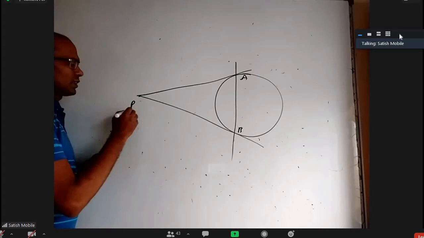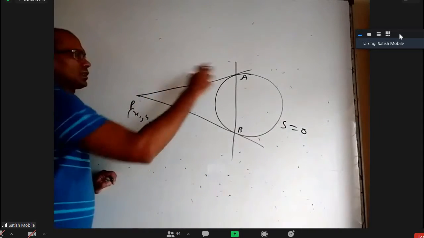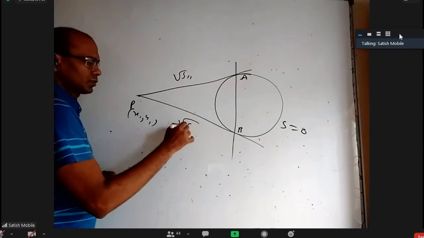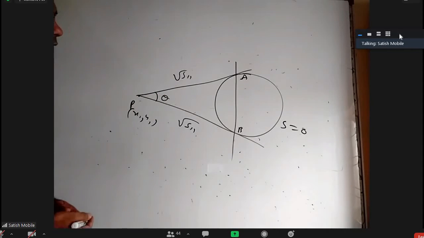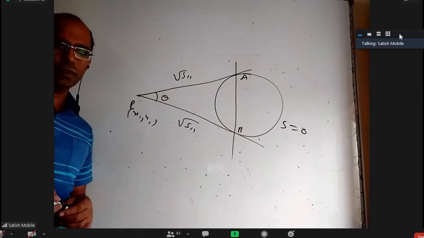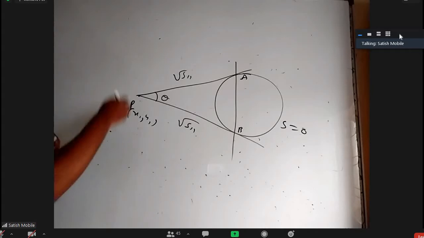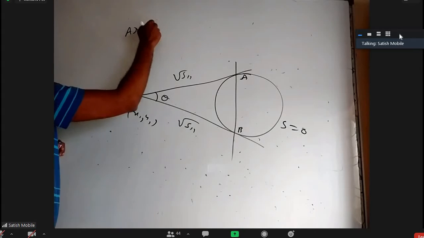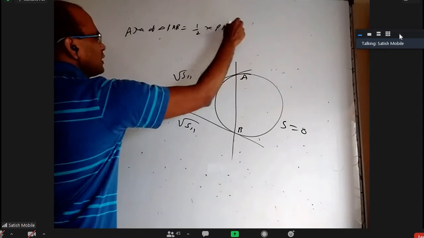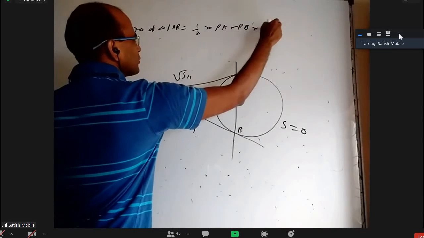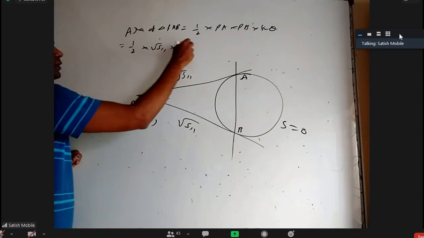You know, if this is (x1, y1) and this is S = 0, this length is root S11, and this is root S11. If this angle is theta, according to the properties of triangle, we have half AB sin C as the formula for the area of a triangle. That is, we have two lengths and the sine of the angle between them. So the area of triangle PAB is half into PA into PB into sine theta. PA is root S11, PB is root S11.